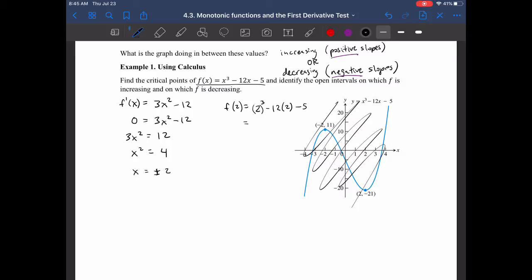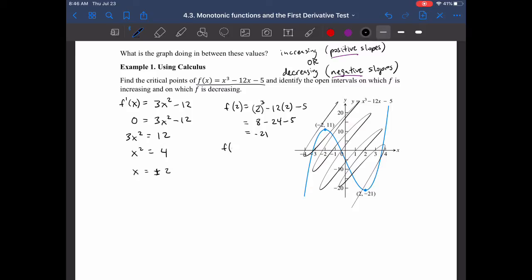Hold on, that's not right. 2 times 2 is 4, times 2 is 8 minus, 12 times 2, not 12. What did I do? It's 8 minus 24 minus 5. Sorry, I can't do 2 times 12 apparently. I said that was 14. It's 24. And so this is negative 21. There we go. So there's one of our points.